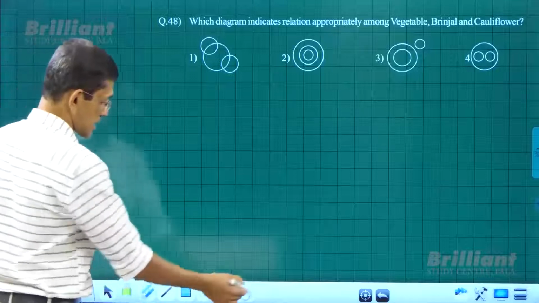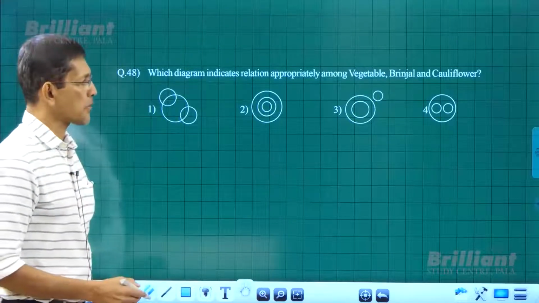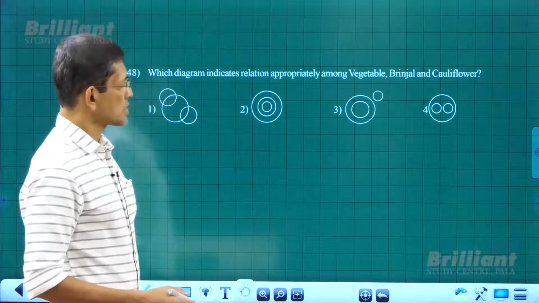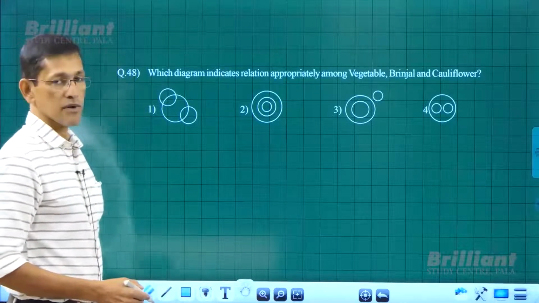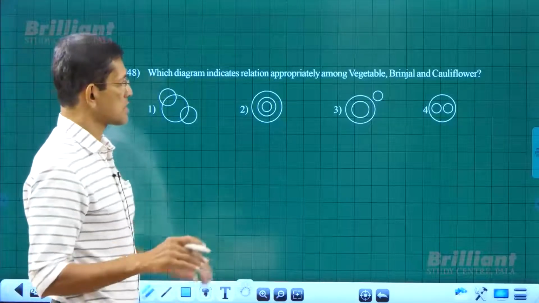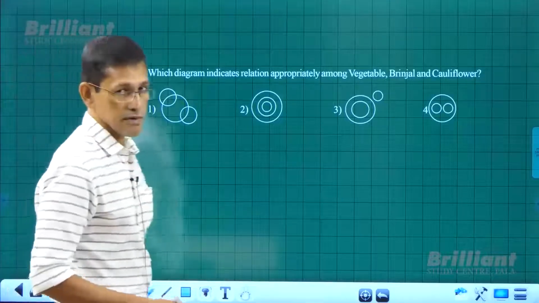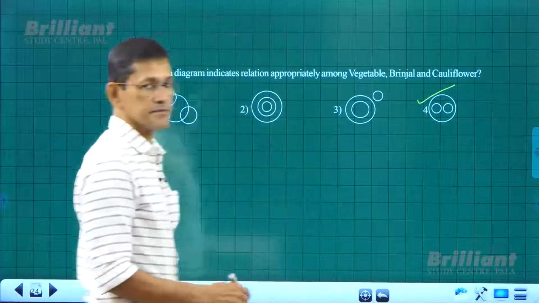Number 48. Which diagram indicates a relation appropriately among vegetables, brinjal, and cauliflower? So we know that brinjal and cauliflower are vegetables, but two different vegetables. But at the same time, brinjal and cauliflower are subsets of vegetables. So this is the answer.